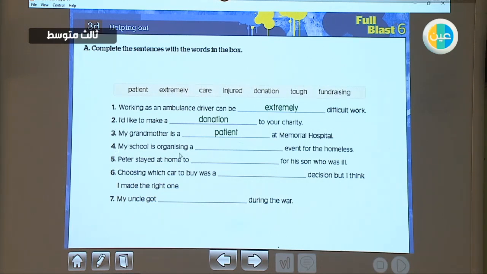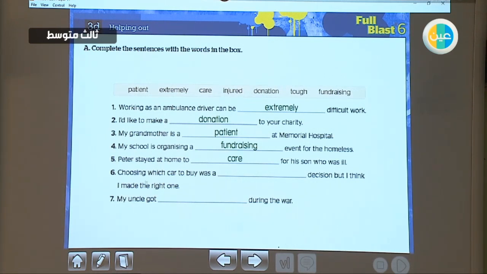Number 4, my school is organizing a event for the homeless. So what are they going to organize here? We can put here a noun. They're going to organize fundraising. Let's see number 5. Peter stayed at home too. In this space, we're going to use a verb for his son who was ill. To do what? What do you think? Peter stayed at home to care for his son.